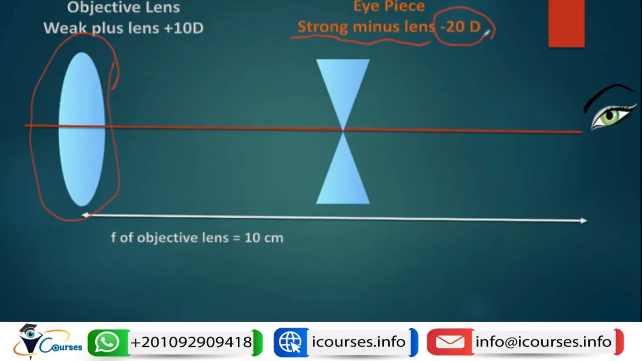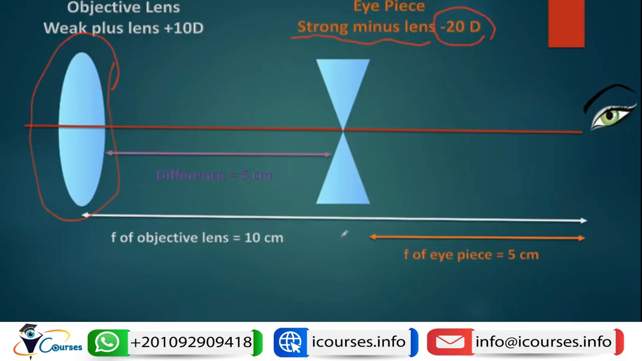So where will be the focus of the minus 20 diopters? Yes, exactly. It will be at 5 centimeters. So the focal length of the eyepiece will be 5 centimeters. So what is the principle now of this Galilean telescope? As you can see, the difference between the two lenses will be the difference in the focal length between the objective lens and the eyepiece.